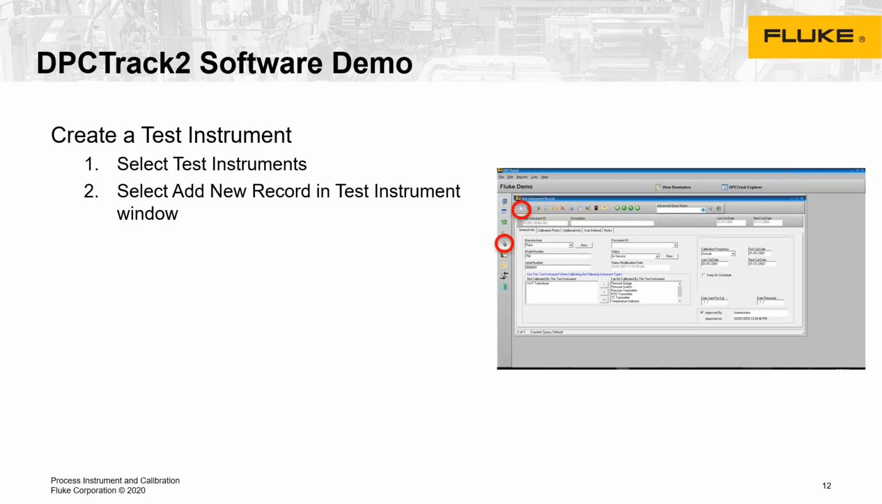To create a test instrument, very quickly, on the left ribbon, you would select over to the test instrument section where you would be able to see a listing of all the records, using the DPCTrack Explorer listed at the top. What we've done here is select New to create a new asset. This asset, you would select the manufacturer, the model number, and the serial number of the device.